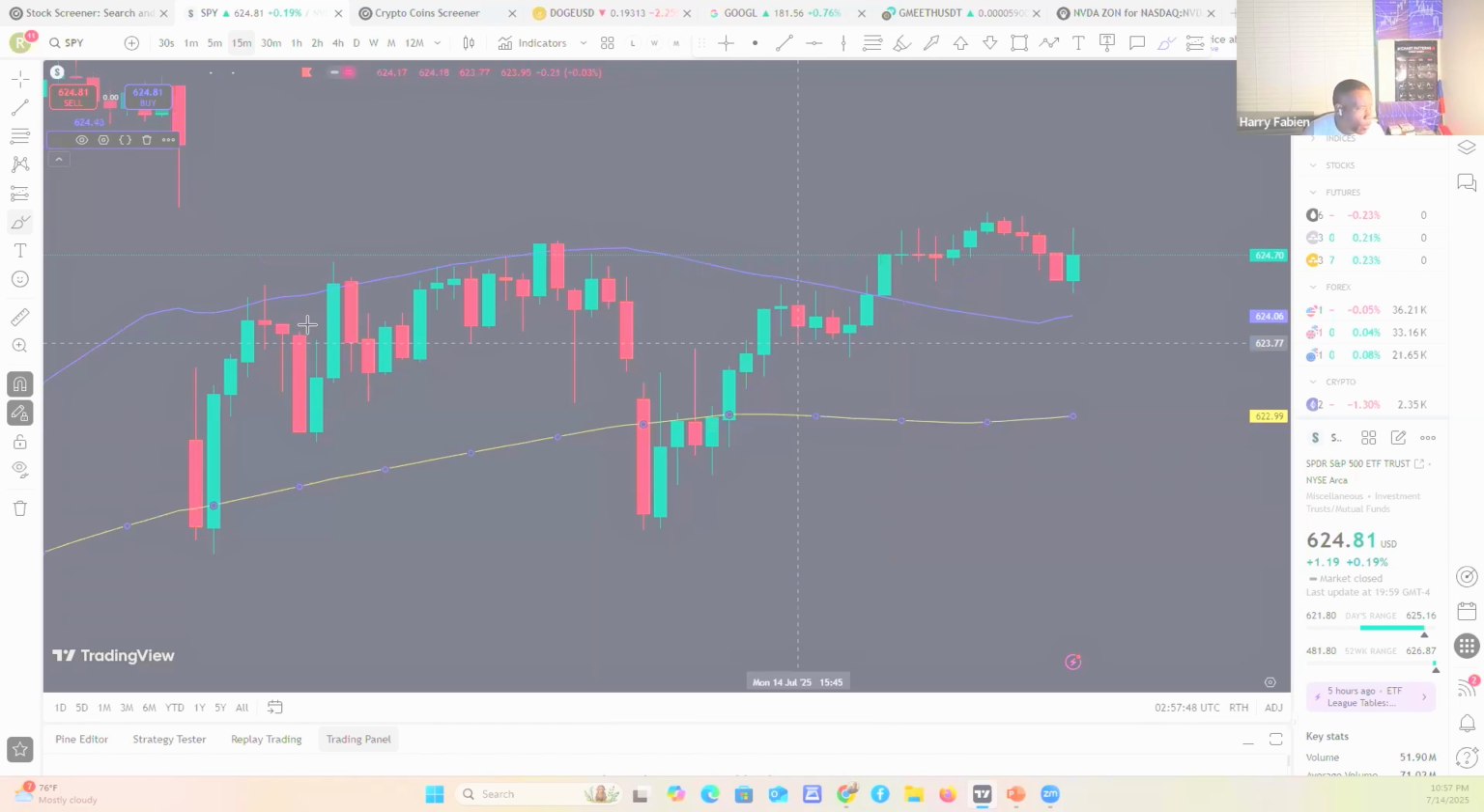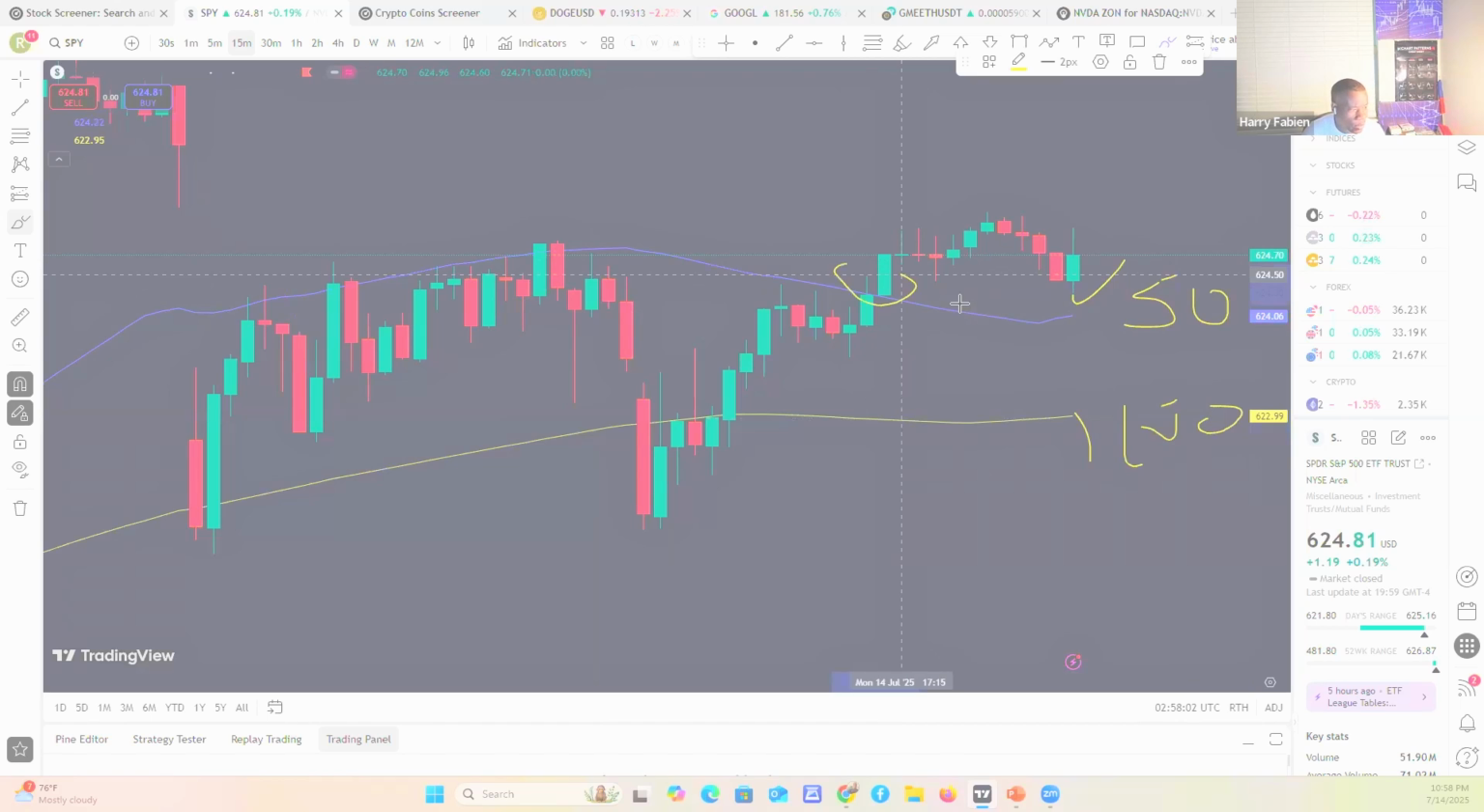As you can see there, now we have two moving averages, the 50 and the 150. Still, the 50 is above the 150. This one is the 50 moving average. This one is a 150 for long term, because price is above. Those are what we have for long term.